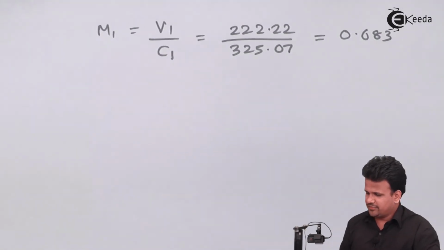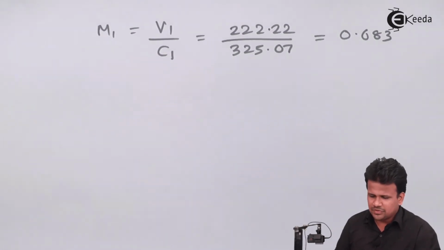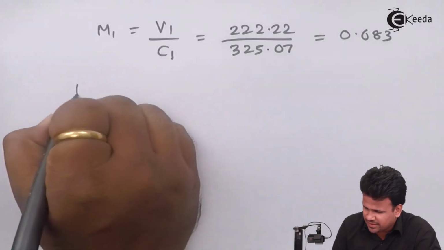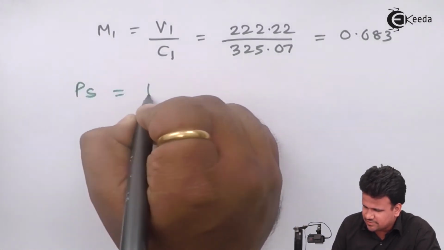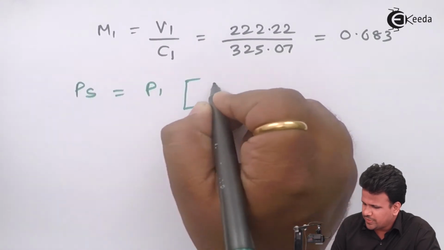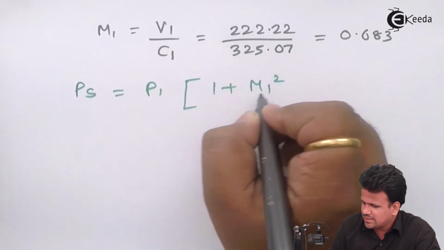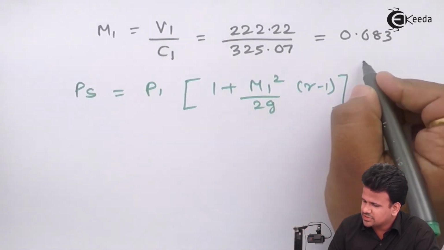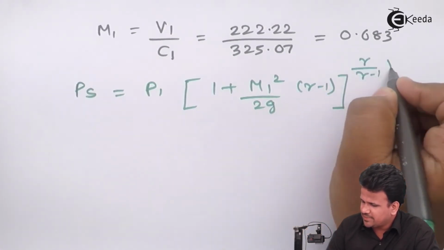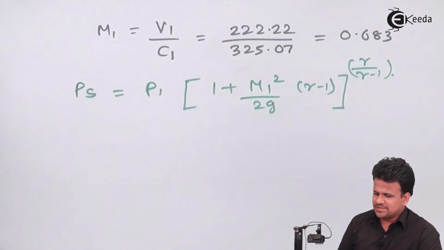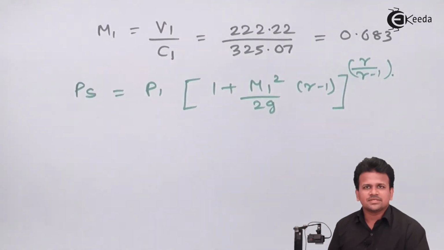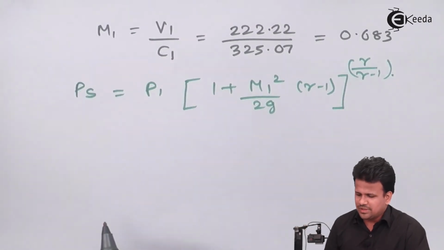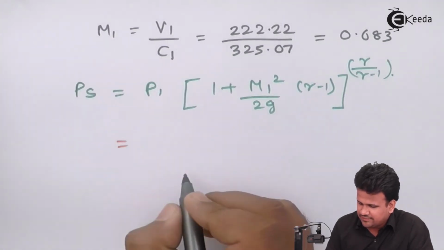Now let us calculate the stagnation pressure. We know that stagnation pressure is given by the formula Ps is equal to P1 into 1 plus M1 square by 2g into gamma minus 1, raised to gamma upon gamma minus 1. So let us substitute, we have all the things in this equation. Let us substitute the values of the individual variables.